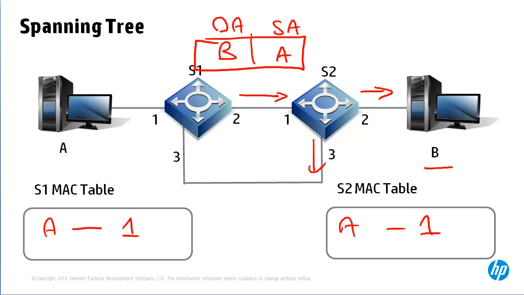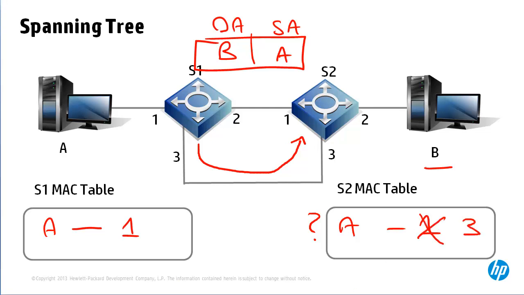B will receive the frame from A. However, switch 2 also receives the frame on port 3. And now this is where it gets a little confusing. Is A on port 1 or is A on port 3? The switch will also flood the frame out of all ports. So the frame received on port 3 is flooded out of port 1 and port 2. B has now received the frame twice.